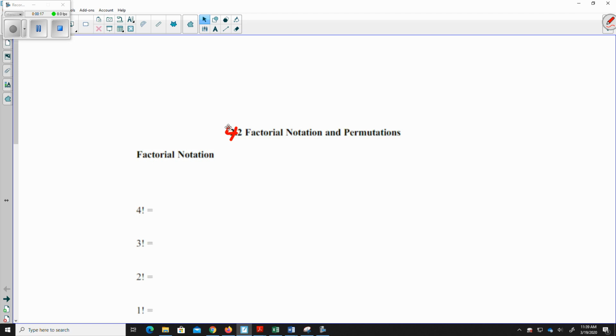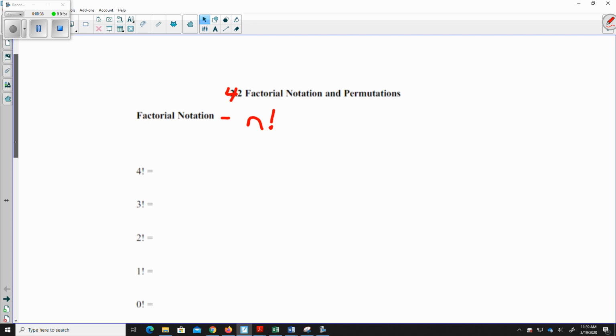Okay, so factorial notation is a button on your calculator that does all the work for you. Basically, it's a way of counting so many objects. And what it is, it's a formula that looks like this, with an exclamation mark. What that's saying is n factorial. The exclamation mark is known as factorial.